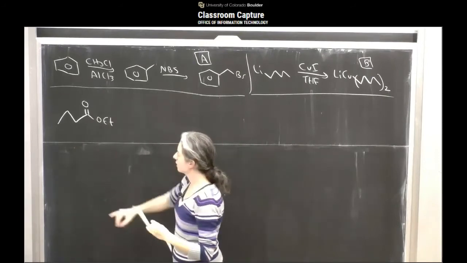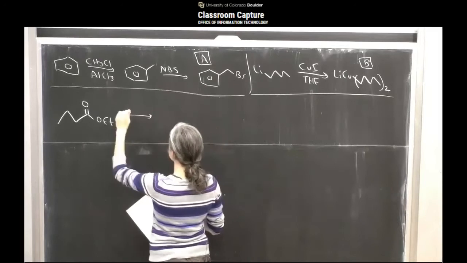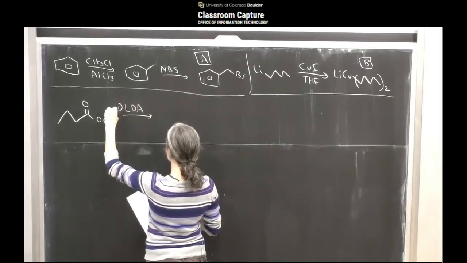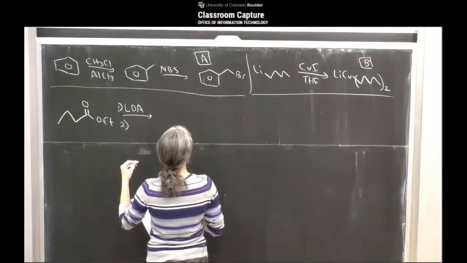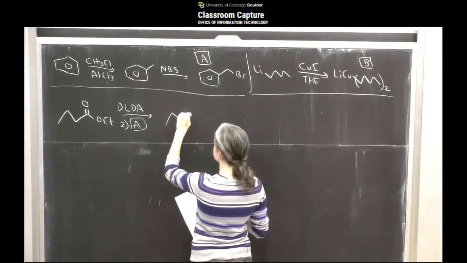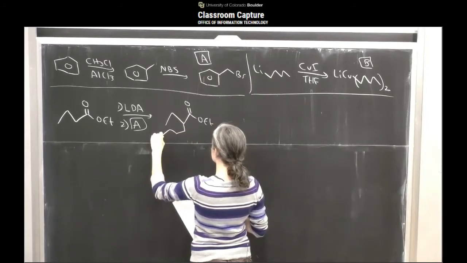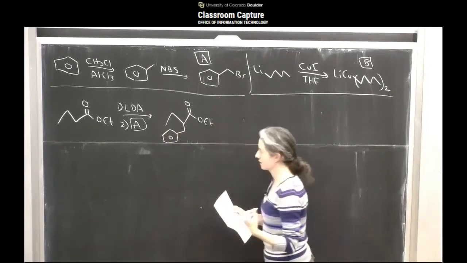Okay, so we want to alkylate at the alpha carbon. LDA is probably the safest way to do this. So LDA first, and then we're going to bring in our alkyl halide. Which gets us that.